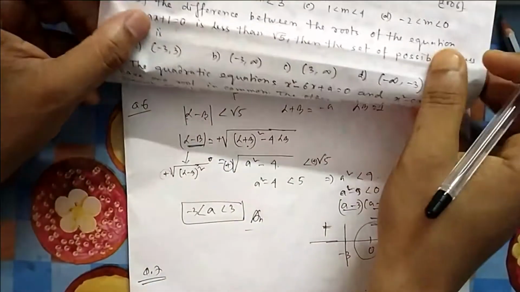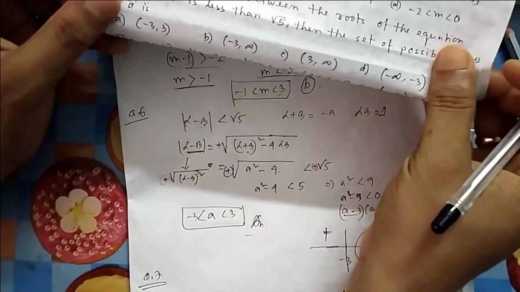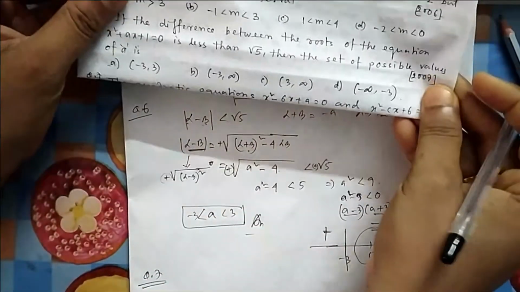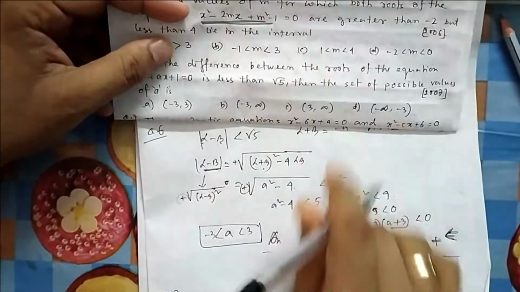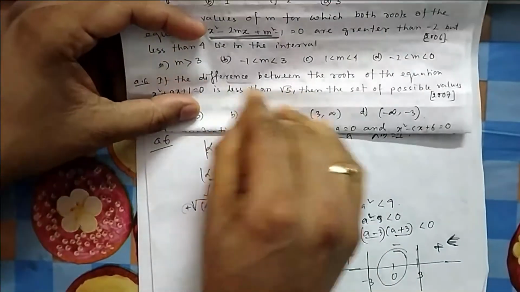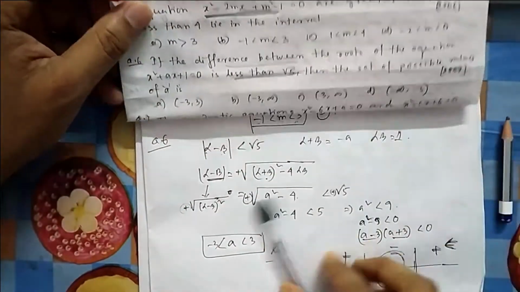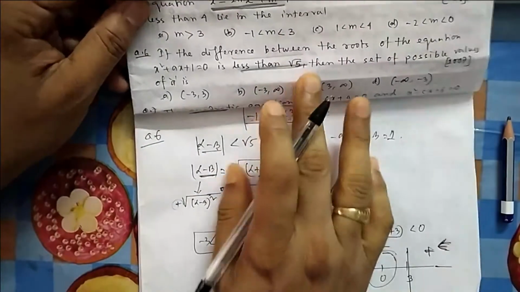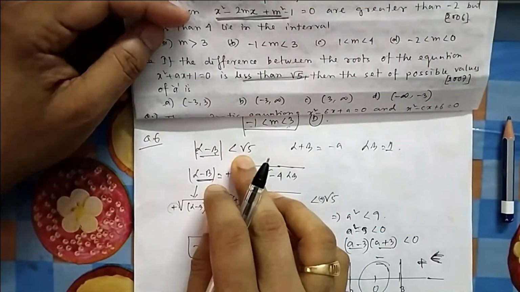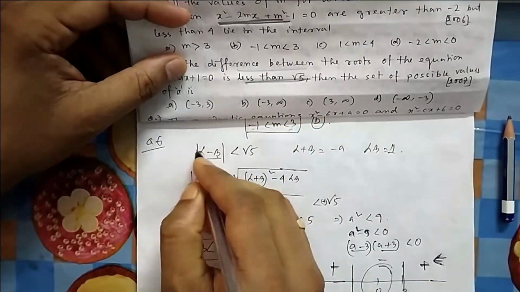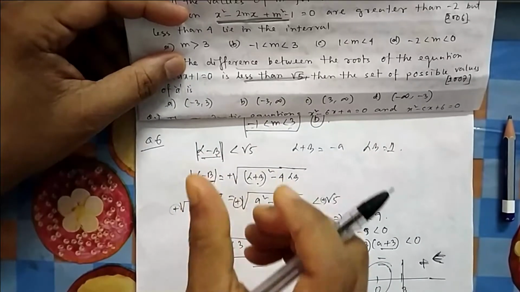In question number 6, the difference between the roots of the equation is less than root 5, then find the set of possible values. Now you think, what is given? The difference between the roots is less than root 5. That means alpha minus beta or beta minus alpha. I don't know which one is greater, but the difference should be less than root 5. That's why I have given mod. Mod means the absolute difference.